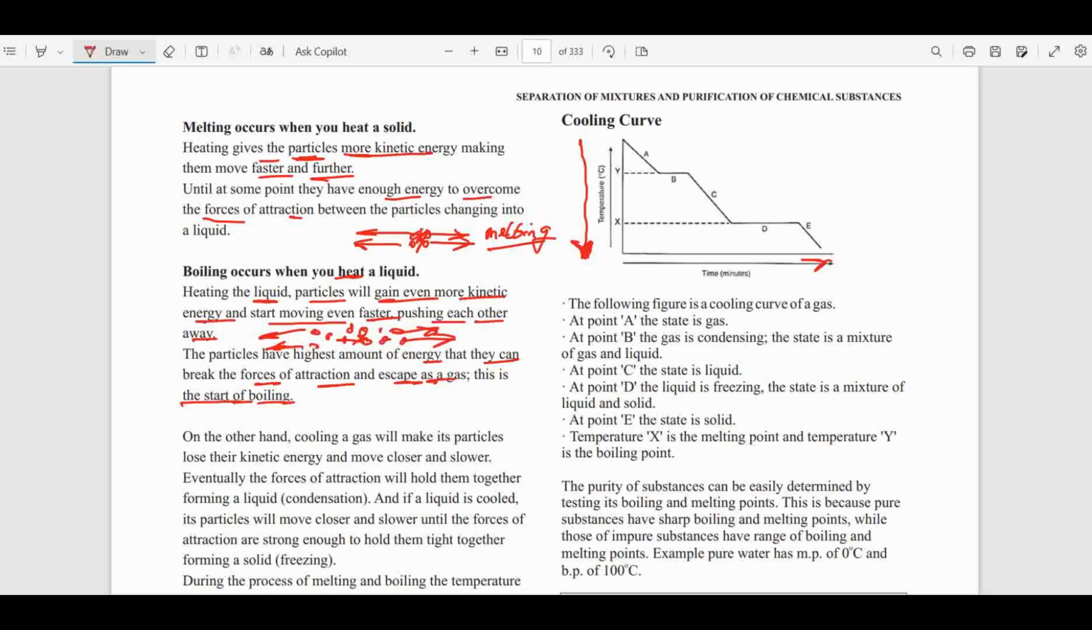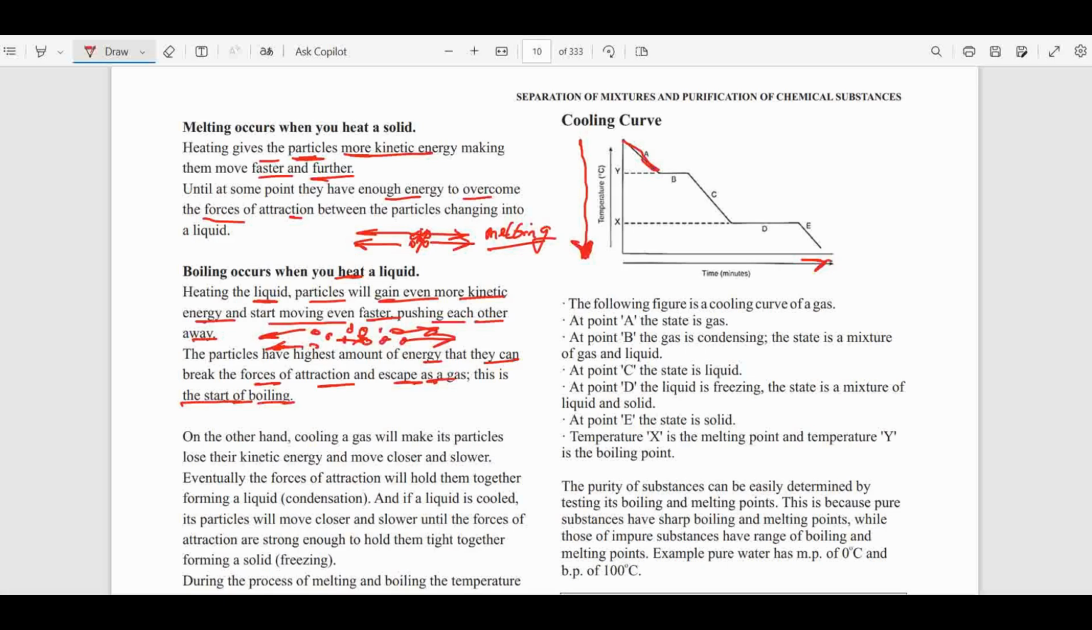So if you begin to cool, meaning that we're going to be starting with the gaseous state, the entire axis here would be gas. That's A. That's what A represents. You are reducing the temperature, then the particles of the gas will begin to lose their kinetic energy, and they begin to move slower and moving closer to each other.